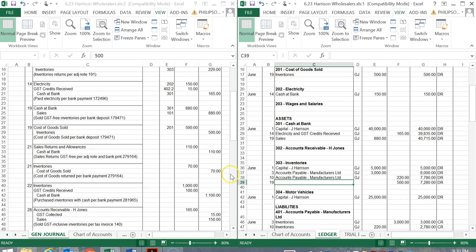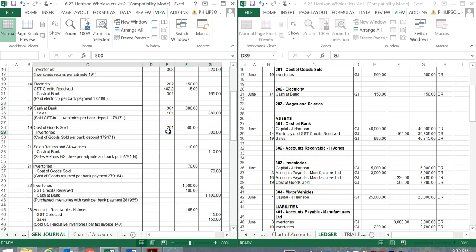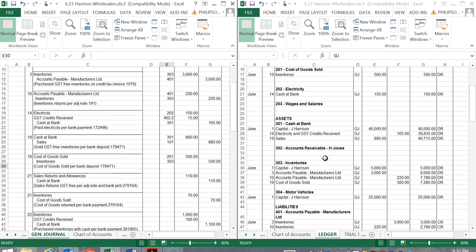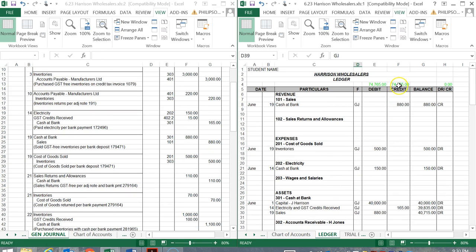Particulars is cost of goods sold. Folio that bad boy. 303. Things balance up here. Excellent. We move on.